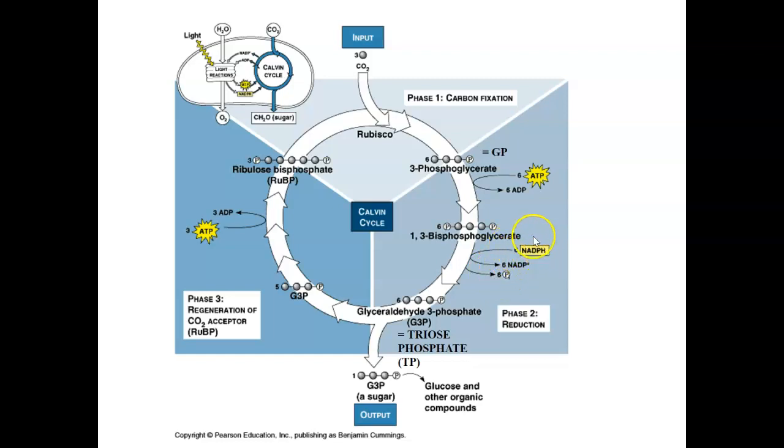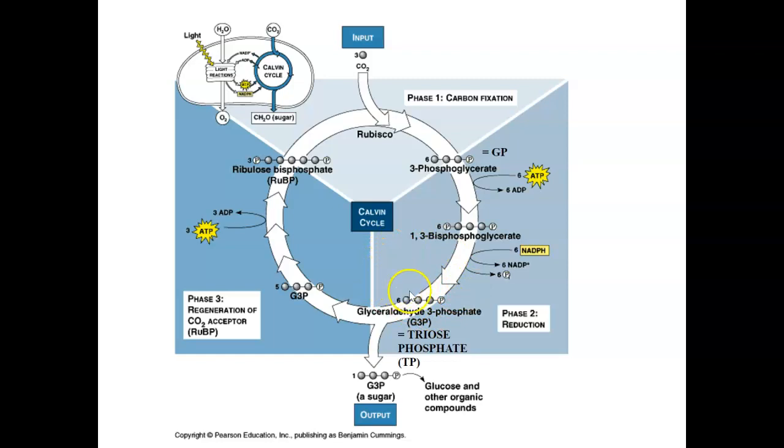So 6 NADPHs will be oxidized. You can see them leaving here. And that's going to reduce all 6 of these. An inorganic phosphate also pops off, and we now end with triose phosphate. And we have 6 of them. This is the end product of the Calvin cycle.